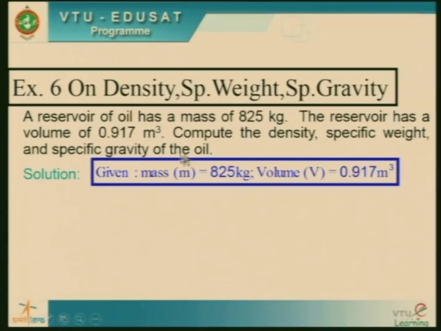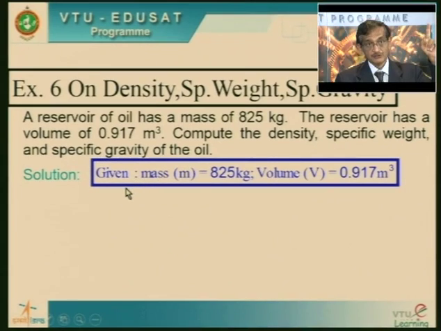He has given you the volume of the container and he has given you the weight of the oil. What is the weight? Not weight, mass of the oil as 825 kg. Now, he is asking you to compute the density of the liquid, specific weight and specific gravity of the oil. Question is straightforward, very simple. I told you step 1, what is given? Mass m is given in the container or reservoir as 825 kg, correct. The volume is given as 0.917 meter cube, correct.